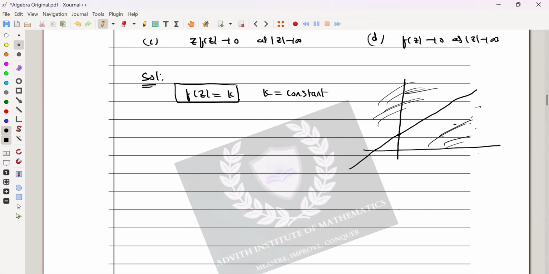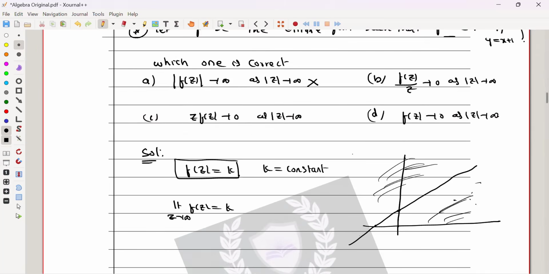So that means f of z is constant, say k. Limit z goes to infinity, f of z is equal to k. So therefore options A, C and D are false. And z into f of z is kz, which goes to infinity as z goes to infinity, so it does not go to 0. Therefore this is also wrong.